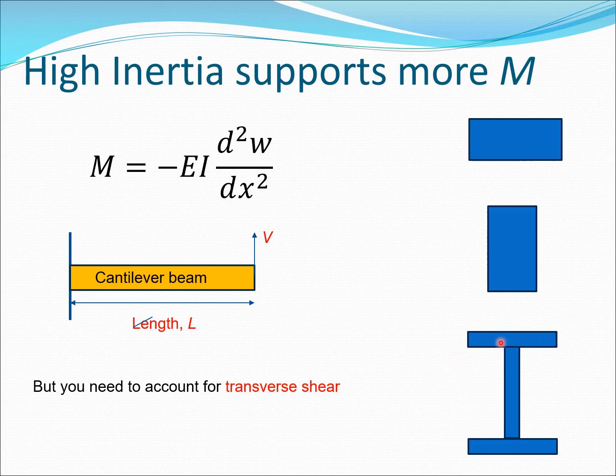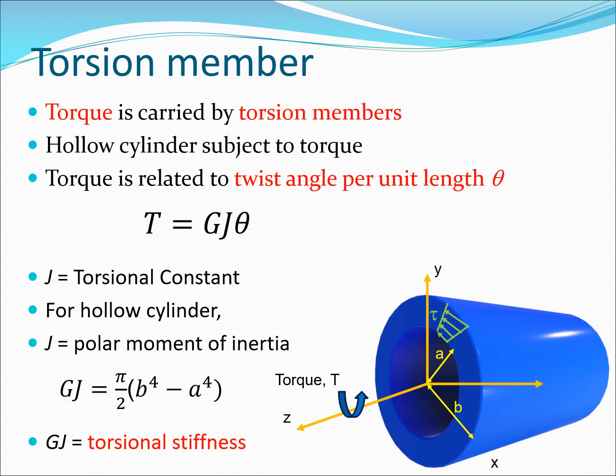Now one of the problems with using this kind of structure or thin wall structure or I sections is that you encounter certain problems such as related to transverse shear. So transverse shear starts becoming important, and whenever you study aircraft structures, you spend a lot of time in studying transverse shear also because that's something which is important for aircraft structures. Now let's look at the last of the load carrying members, which is the torsion member.